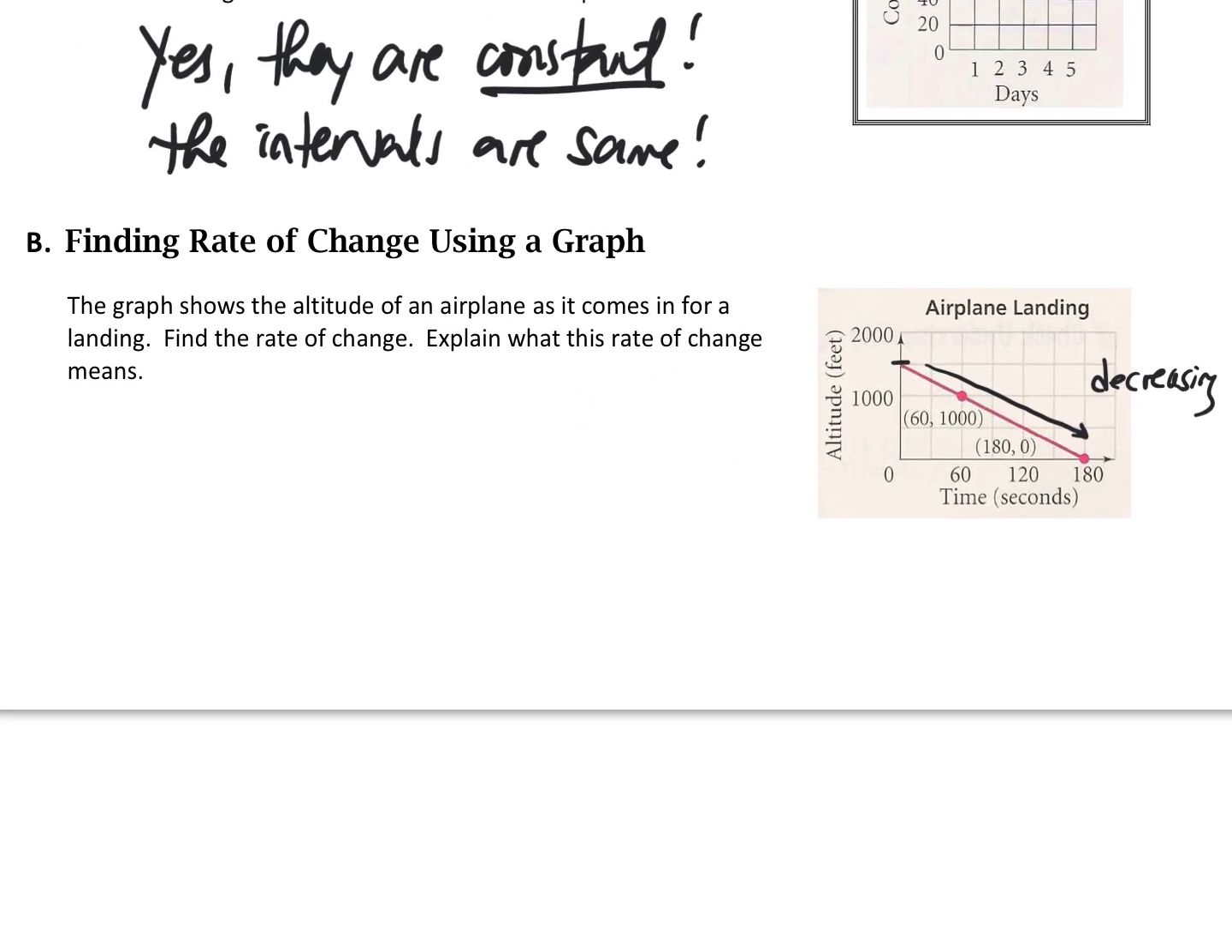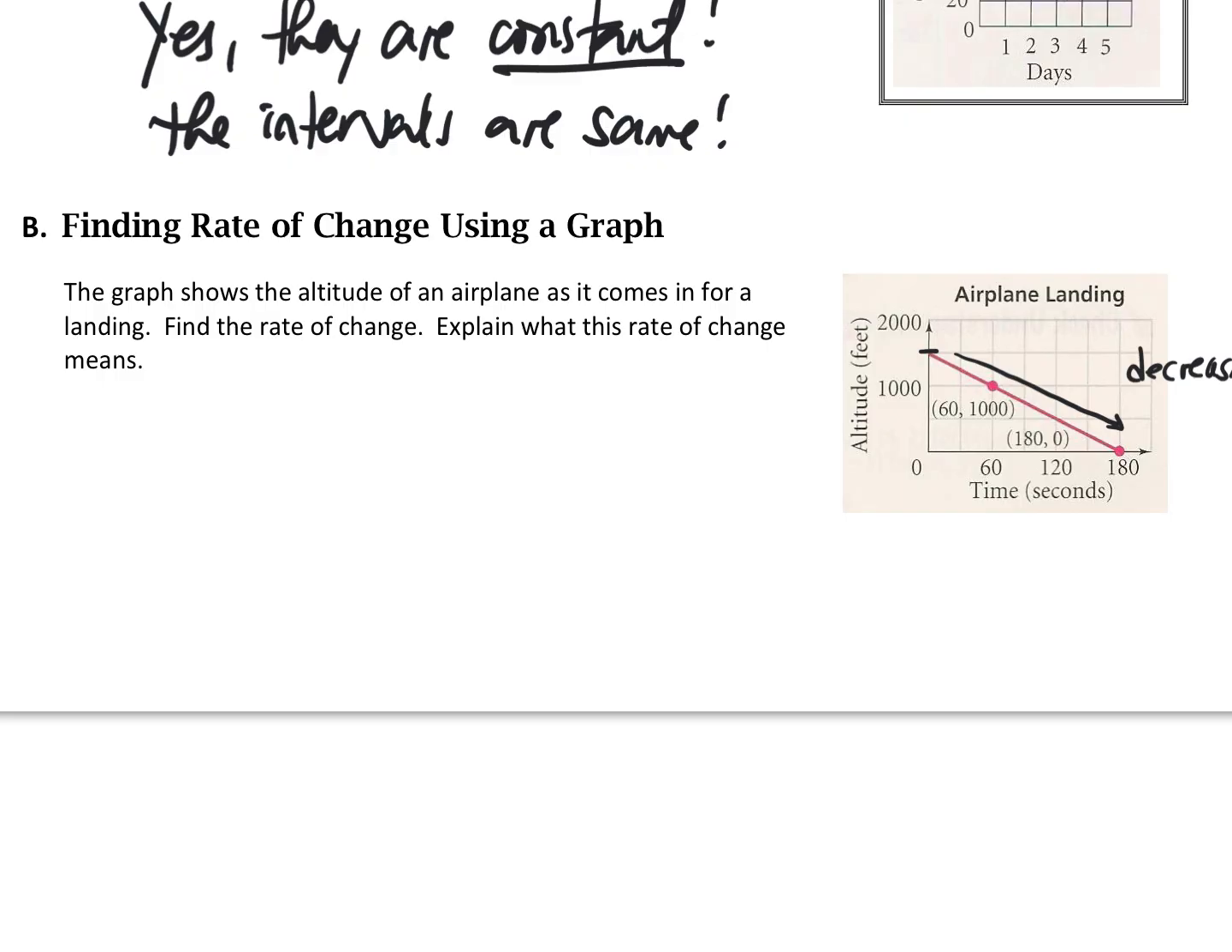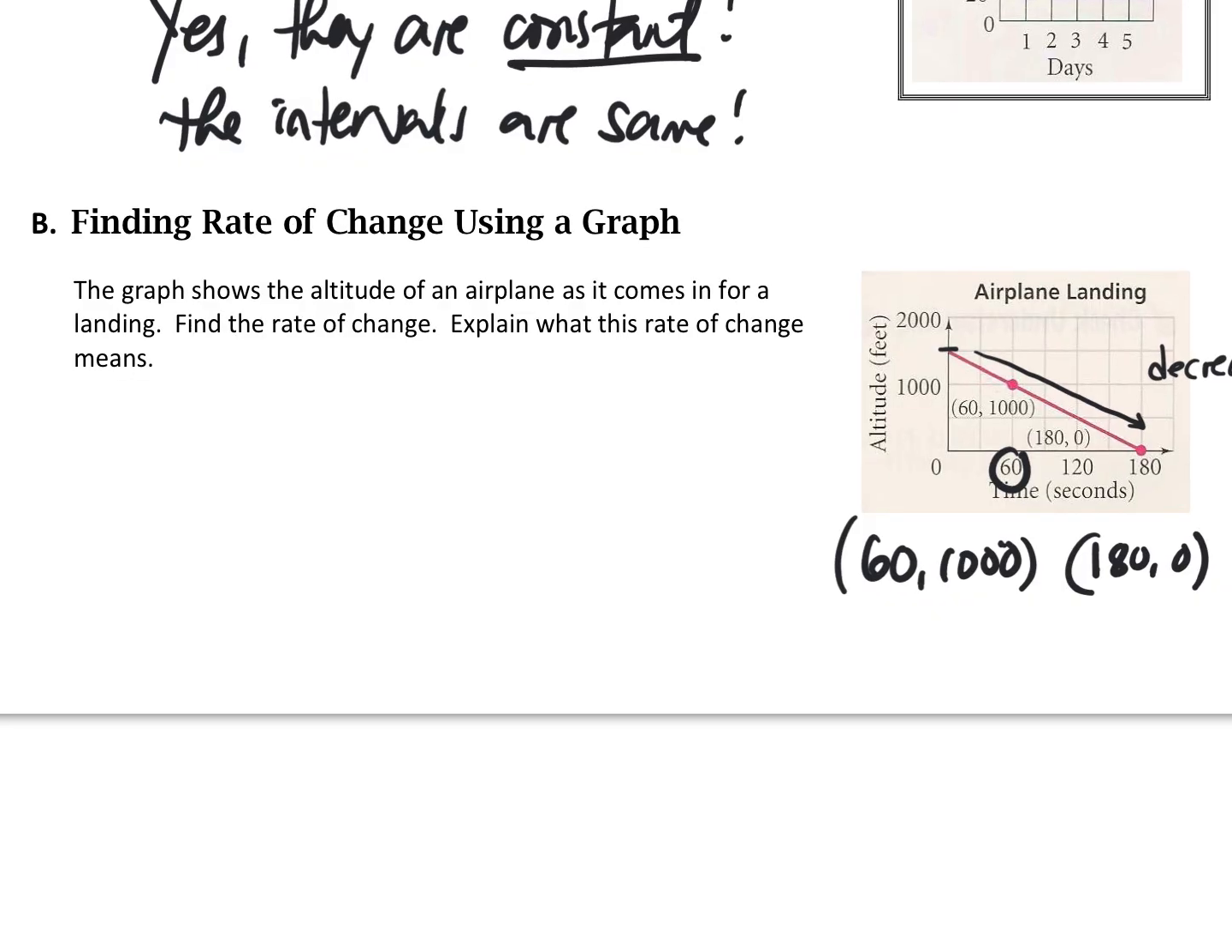So for us to get the rate of change in here, let's get these two points. The first one is actually here, 60 and 1000, and the other is 180 and 0. It means that this airplane has already landed by this time. Okay, so let's look at the change. I will put that one first.